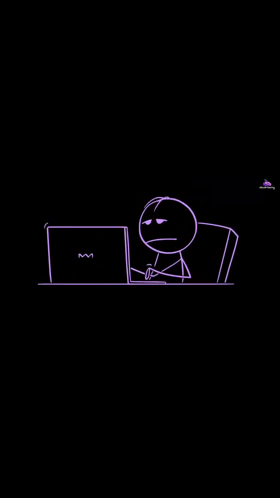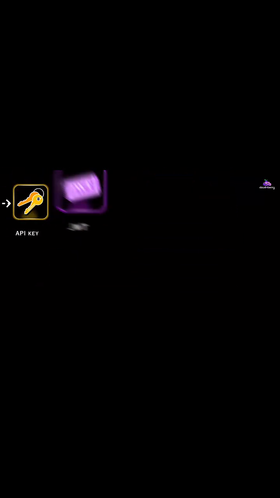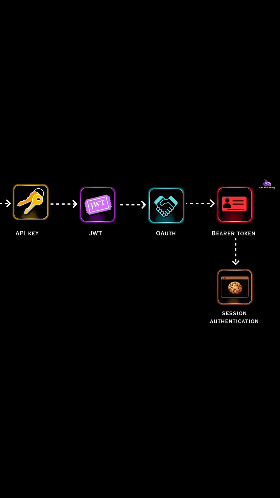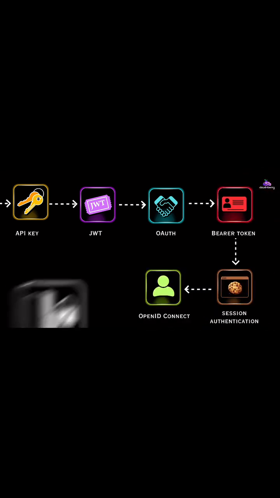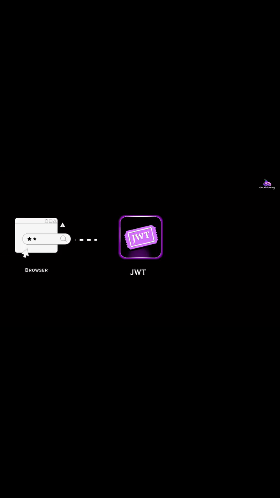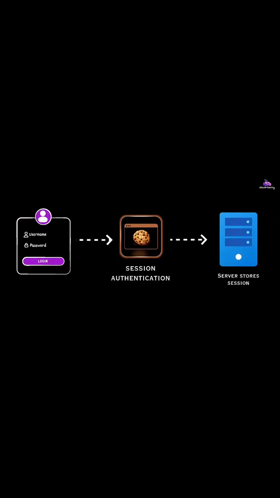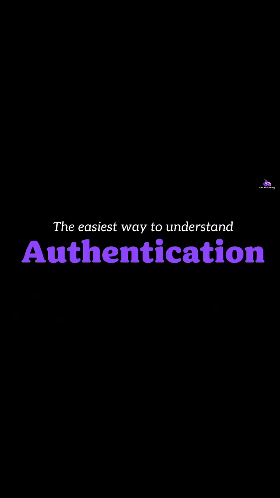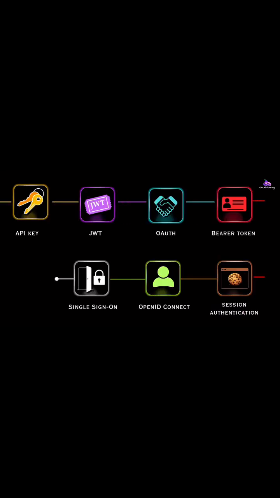Most developers hear terms like API key, JWT, OAuth, bearer token, session authentication, OpenID Connect, or single sign-on, and they often assume they all mean the same thing, but they don't. Some of these describe how credentials are sent over HTTP, some describe how login state is managed, some are token formats, and others are full identity protocols. The easiest way to understand authentication is to walk through how these methods evolved over time.